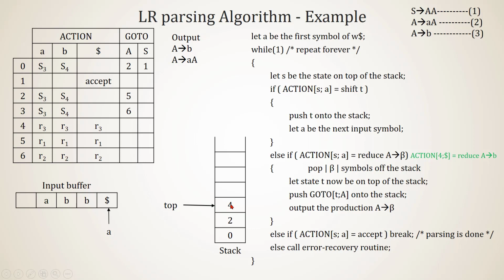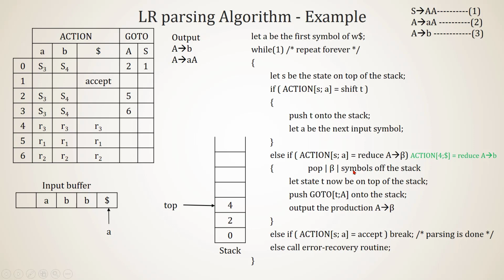So now top of the stack is 4 and A is $. So we have to look at 4 comma $. 4 comma $ means fourth row, column $. It is a reduce move, that is R3. R3 means we have to consider production 3. So action 4 comma $ is reduce A raise B.